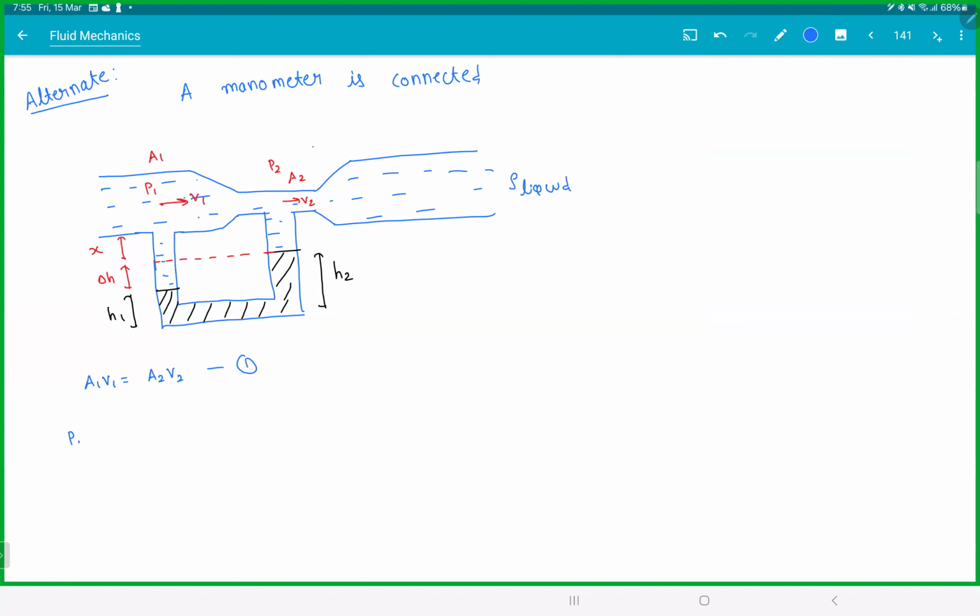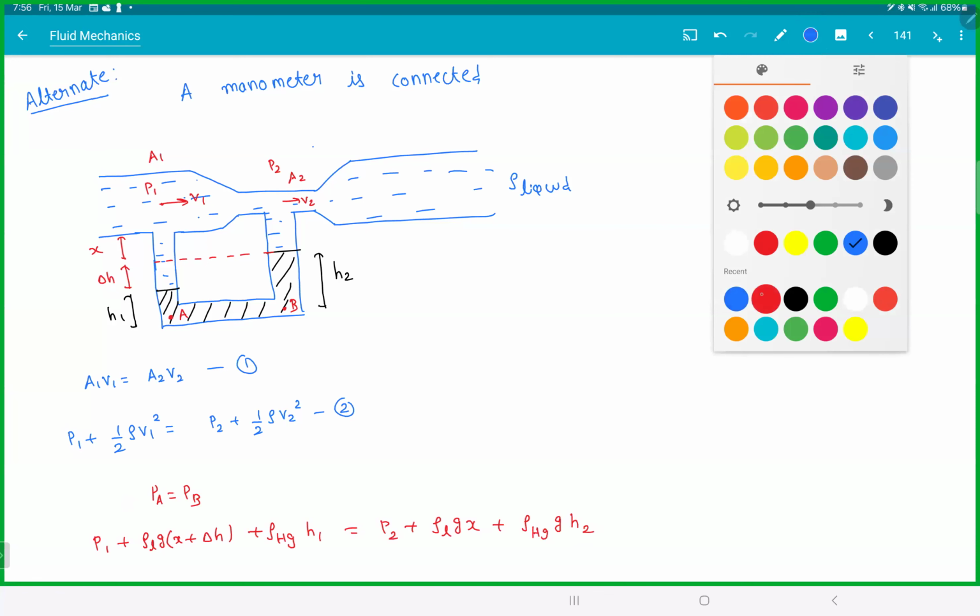And then Bernoulli's equation: P1 plus half rho V1 square is P2 plus half rho V2 square. And if you look at the pressure difference, let's call this point A and let's call this point B, because both are at the same height in the same liquid, PA is equal to PB. You get P1 plus rho liquid G (X plus delta H) plus rho mercury G H1 should be equal to P2 plus rho liquid G X plus rho mercury G H2.